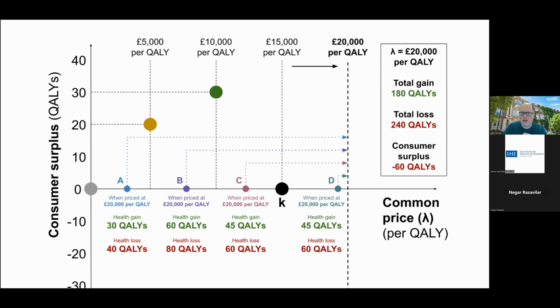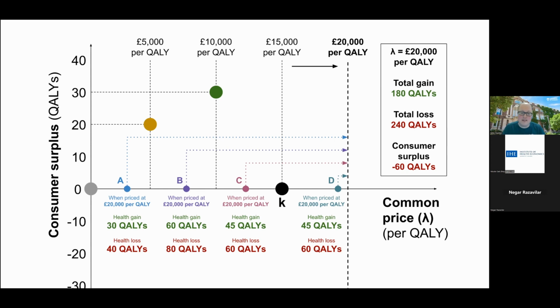If you were to go further and raise the threshold to £20,000, there are two impacts on population health that are both negative. One is that treatment D is now supplied and priced up to £20,000, and the health loss is greater than the health gain. Although the patients who receive treatment D will benefit, which is good news for them, the price is sufficiently high that there will be a bigger loss for other patients. But the other thing is that A, B, and C are now priced up to £20,000 per QALY, and at that price, all of those treatments are foregoing more health than they gain. And so we're losing health on all four of these treatments.